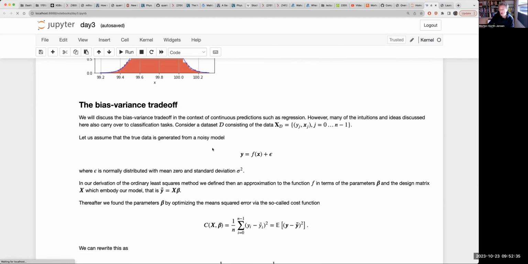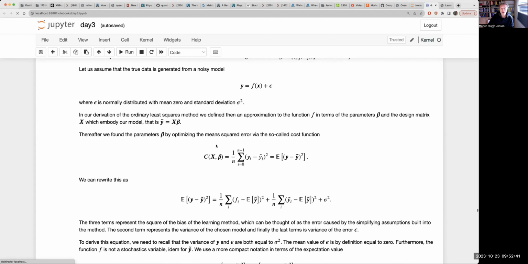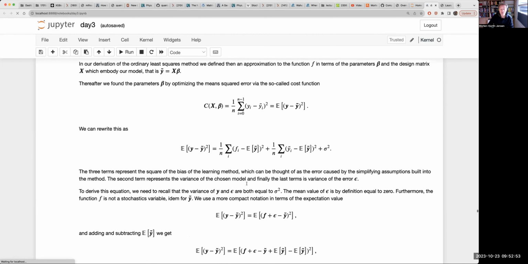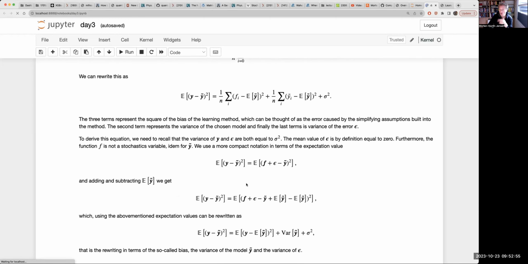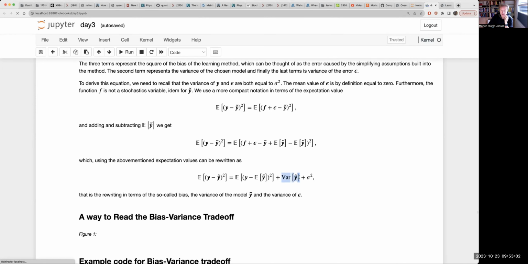We are going to take a quick look at the bias-variance trade-off. If we start with a mean value, this is a quantity which we have defined as an expectation value. We can rewrite this quantity by some manipulations, which I'm going to show a little bit later. We can rewrite this quantity in terms of the variance of the model itself.